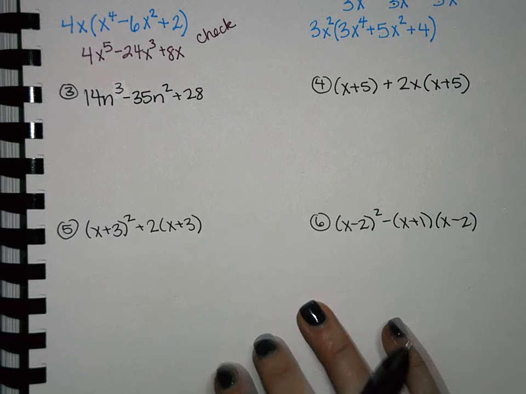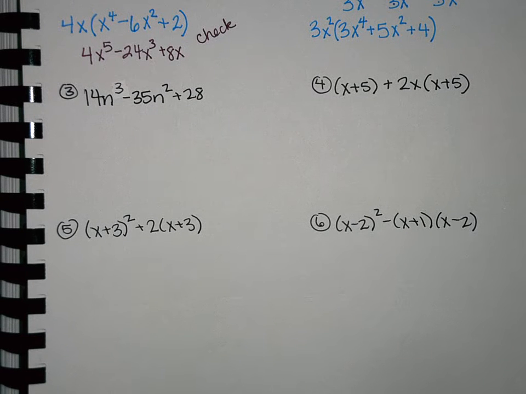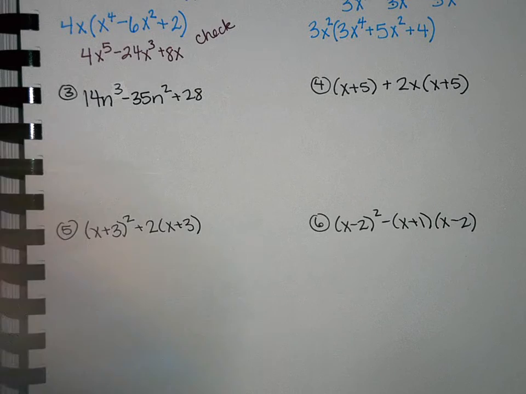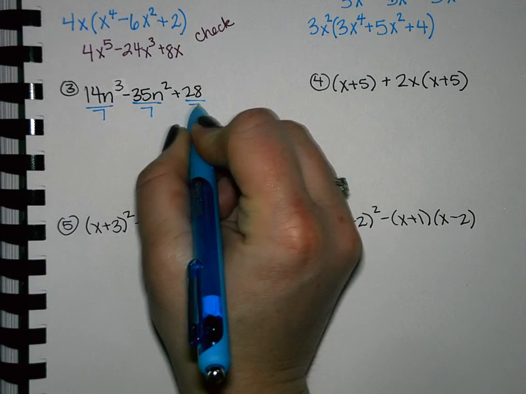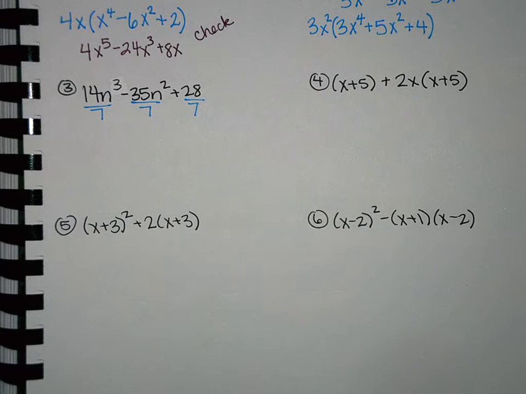Okay, next one, number 3. What do they all have in common? 7. Do they have any letters that all of them have? No. So this is going to be one where all we can do is a number.